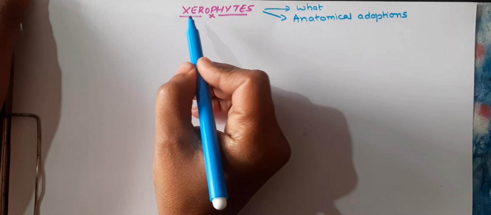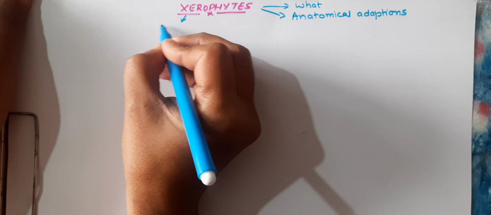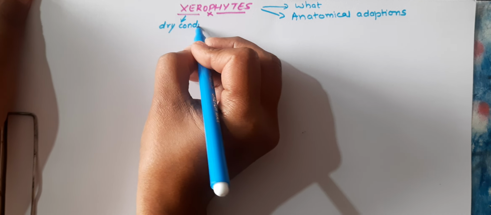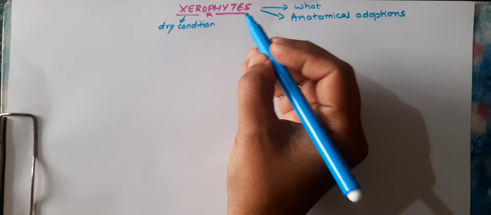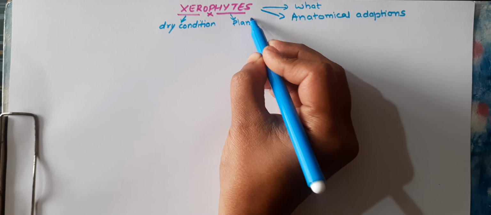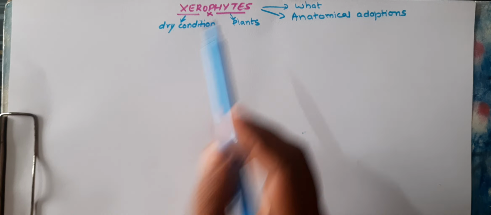So xerophyte, xero is a dry condition, okay. Dry condition means the water availability is either very low or negligible, okay, and we all know that phyte means plants, okay. So the plants that are adaptive to survive in the dry condition, they are known as xerophytes.